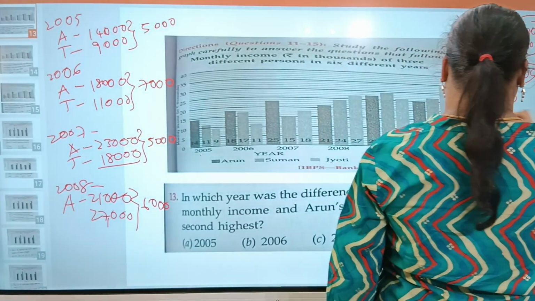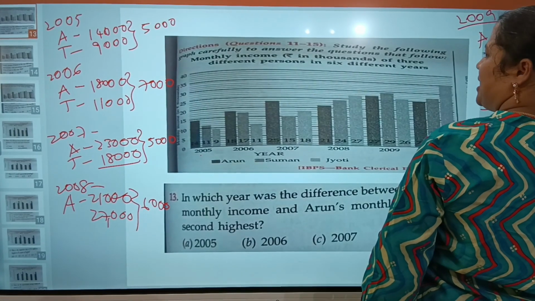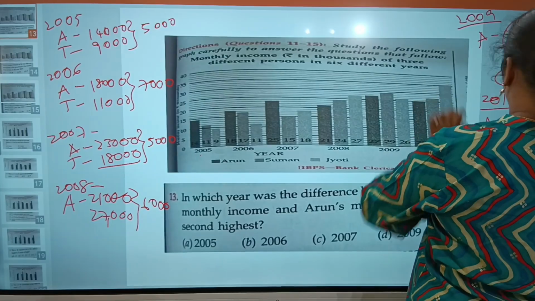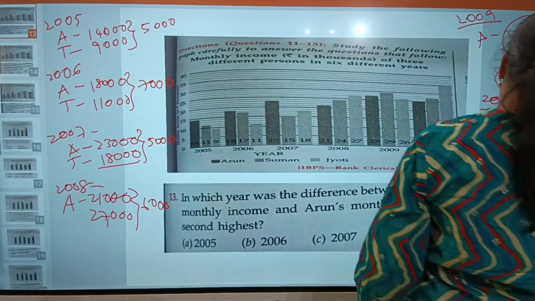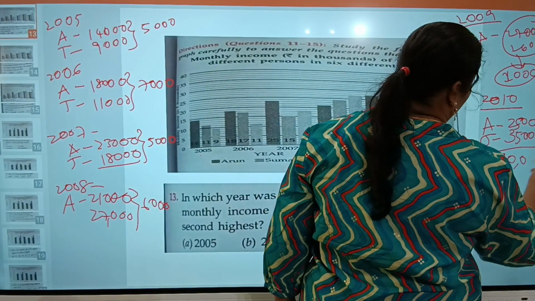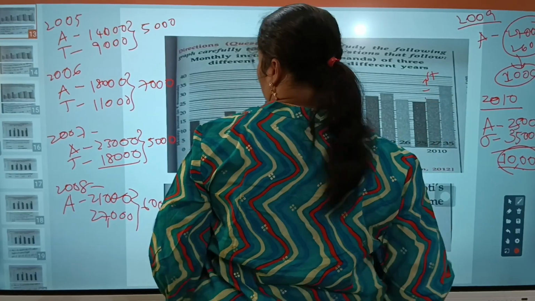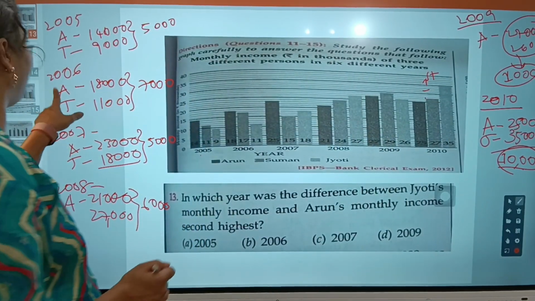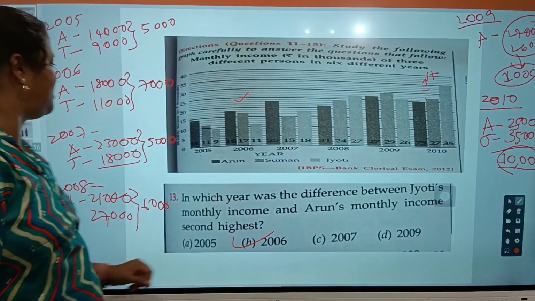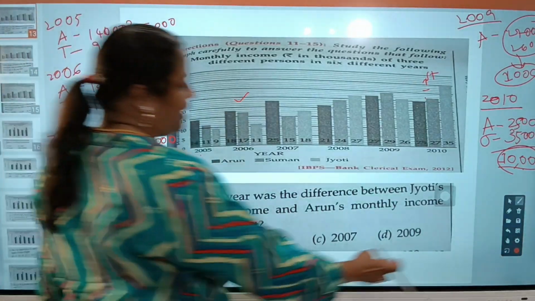Now go to 2010. Arun's salary is 25,000. Jyoti's salary is 35,000. Means Jyoti is getting more salary. See how she has been raised by 10,000 more than Arun. So the first highest is 2010. Next highest we have to find out, that is 7,000 in 2006. So the answer is 2006. Every year's difference we have to calculate, then we will get the right answer.